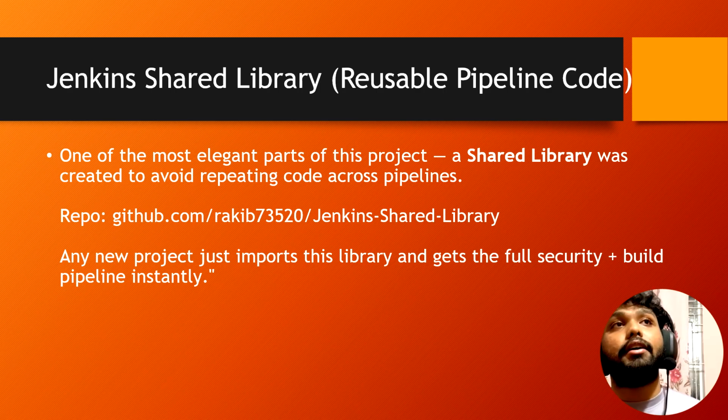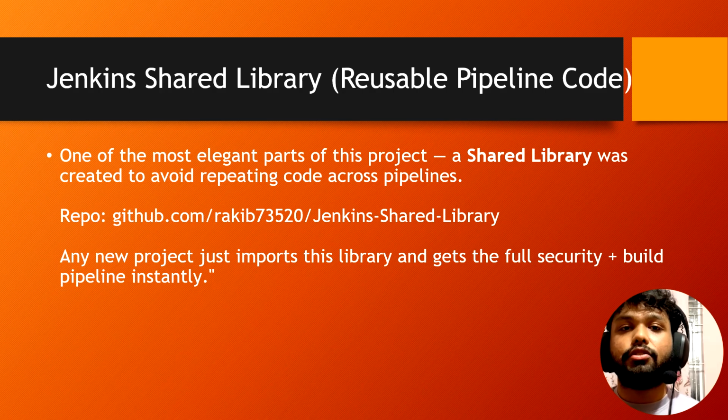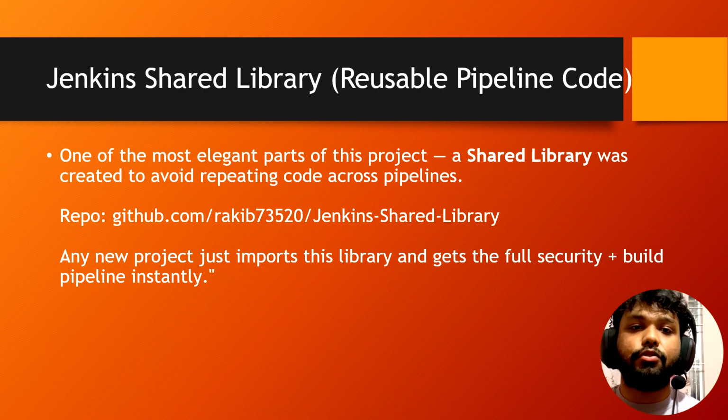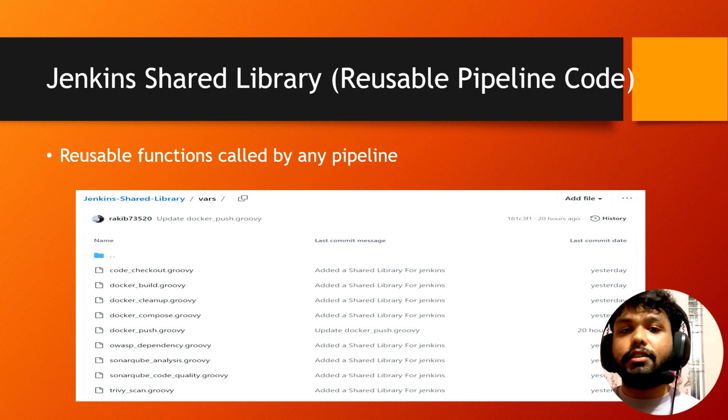So when another day another project arrives, we don't have to write everything from scratch. We can use those functions and reuse them. This is what the shared library repository looks like, and as you can see there is some common, reusable functionality. We just call them in our Jenkins pipeline and use them.